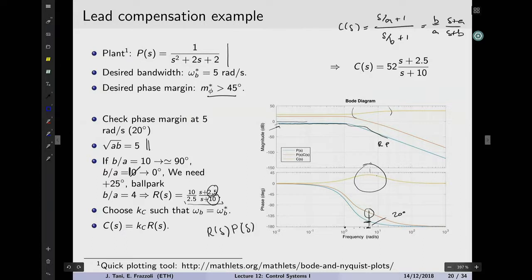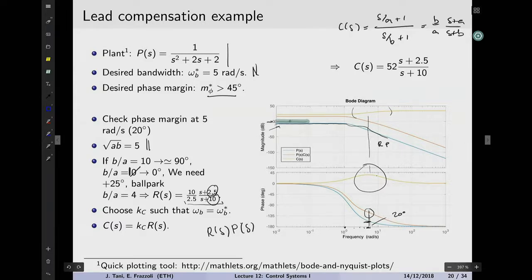Now we go at 5 radians per second, which is here, and we see that we still don't satisfy the requirements on the desired bandwidth, right? Because the bandwidth at 5 radians per second means that the crossover frequency needs to happen at 5 radians per second. But if we look at this line, the crossover frequency is defined when this line crosses 0 dB, and we're always underneath the 0 dB line, which is here.